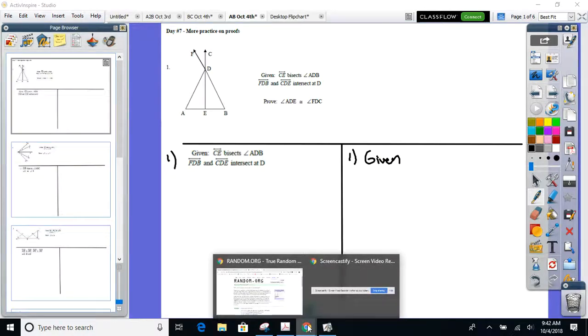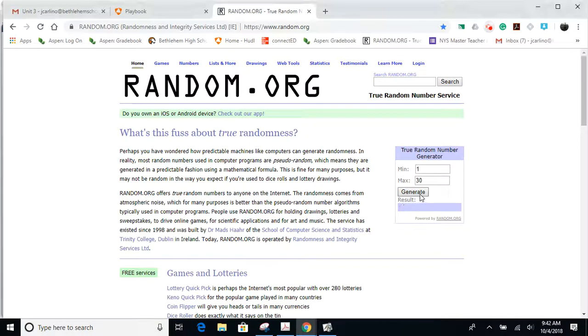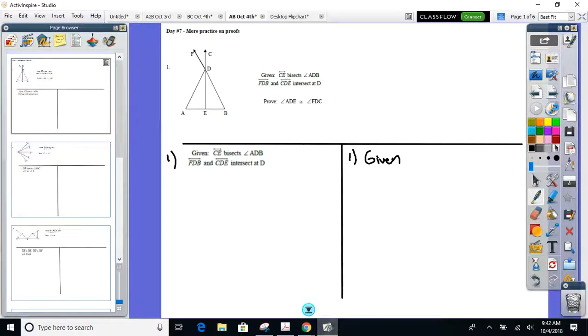Where should you have arc marks right now? What 2 angles must be congruent based on that fact? Which 2 angles are congruent? Yep, ADE is going to be congruent to EDB. Nice job. Those 2 angles are congruent because CE bisects the whole angle.